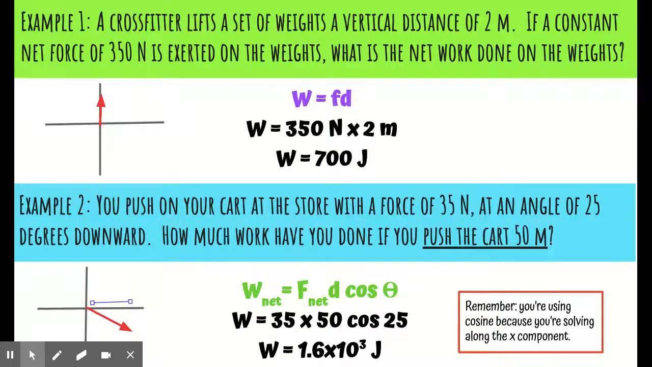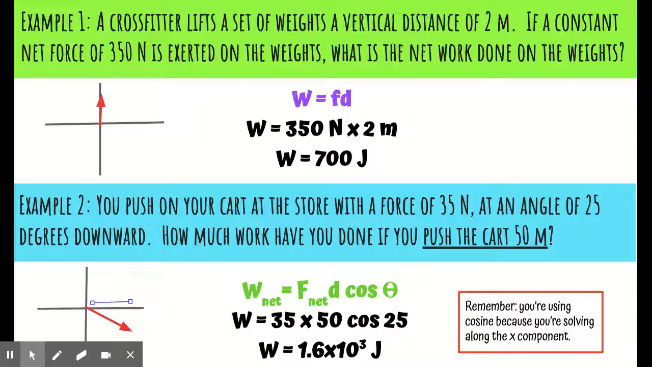We'll go over example 1, a very, very basic example here. A CrossFitter lifts a set of weights a vertical distance of 2 meters. If a constant net force of 350 newtons is exerted on the weights, what is the net work done on the weights? So we are just talking about someone lifting them straight up in the air. So that would just be work is force times distance. We have a force of 350 newtons times a distance of 2 meters. Again, force is always in newtons, and distance will always be in meters here. That gives us a total amount of work of 700 joules.